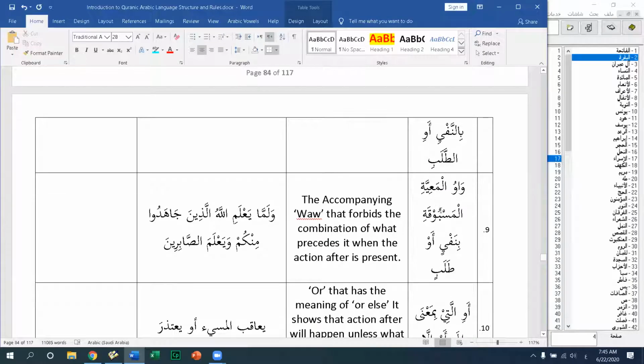واو المعية. The ninth is واو المعية المسبوقة بنفي أو طلب. Just like the fa is واو, but the واو is called واو المعية, meaning it is combined with the action before. I'll explain. The accompanying واو, I translate as the accompanying واو, that forbids the combination of what precedes it with the action of what follows, when the action after it is present. Allah says ولما يعلم الله الذين جاهدوا منكم ويعلم الصابرين.